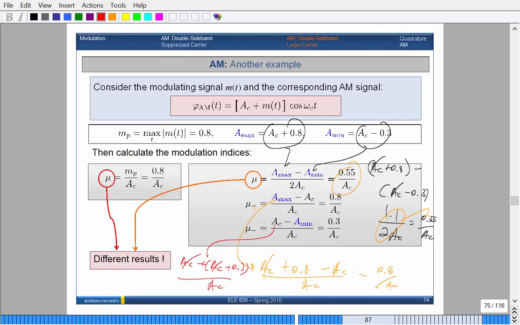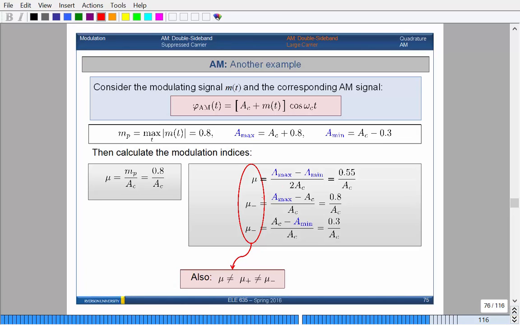Okay, so you're probably noticing now that when you calculate the modulation index using the first definition, compared to the second definition, they're different. The results are quite different. Why is that the case? Well, let's actually take a look at the next slide. If you remember from the first example, all of these values, the modulation index, the positive and the negative, they all matched up.